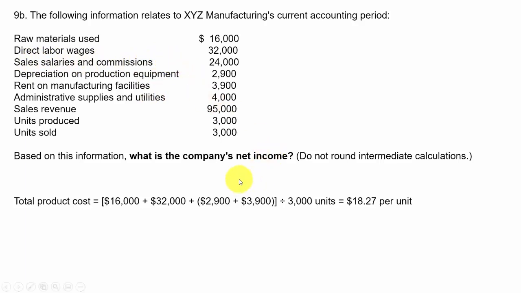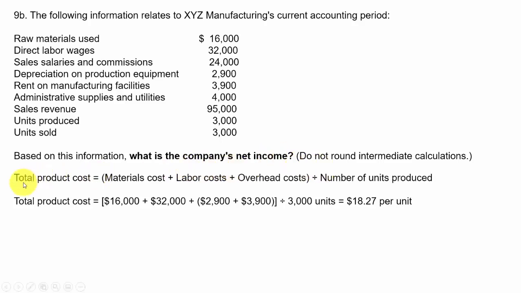All right, so we've got all those costs related to something inside the factory. Divide that by 3,000 units, which is how many we produced and sold, and that gives us a total product cost per unit of $18.27. Now remember, we're trying to get net income. Again, there are probably shortcuts to this, but I'm going to show you the whole thing just like I was putting together an income statement.